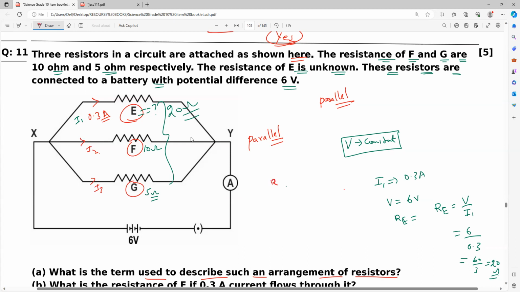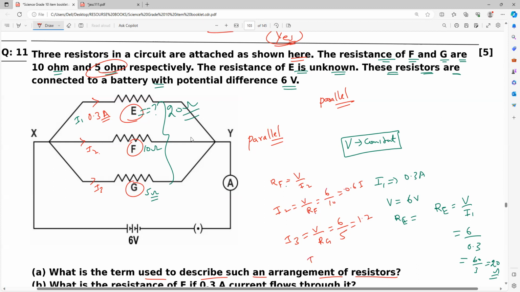RF is equal to V divided by I2. So I2 is equal to V divided by RF. What is the V? 6. RF value is 10. So 6 by 10 means 0.6 amperes. Next, I3. I3 is equal to V divided by RG. 6 divided by the G value, how much? 5. So 6 by 5 is equal to 1.2.